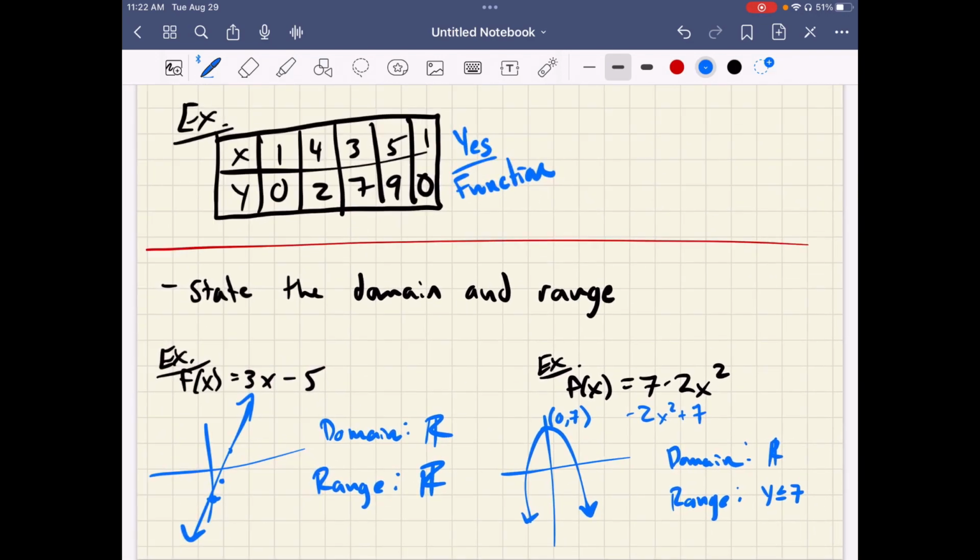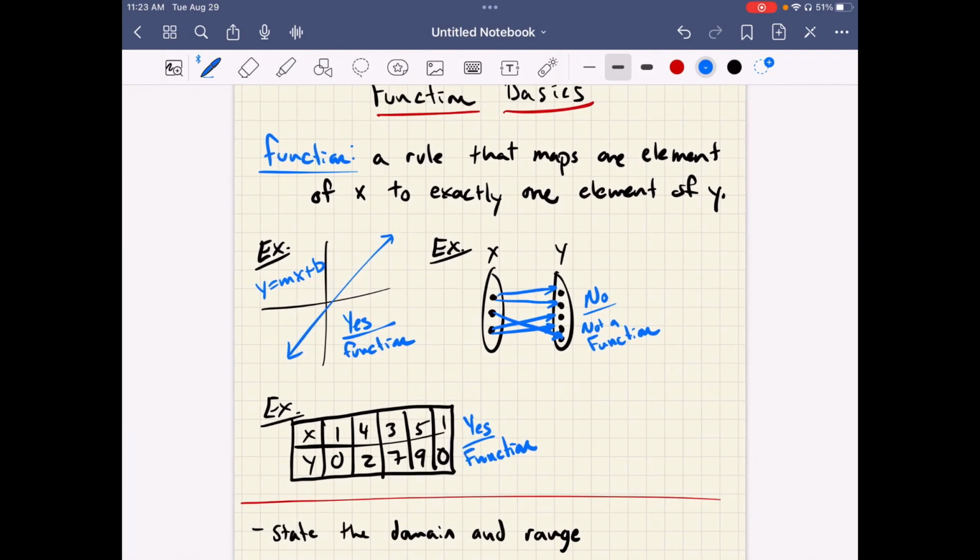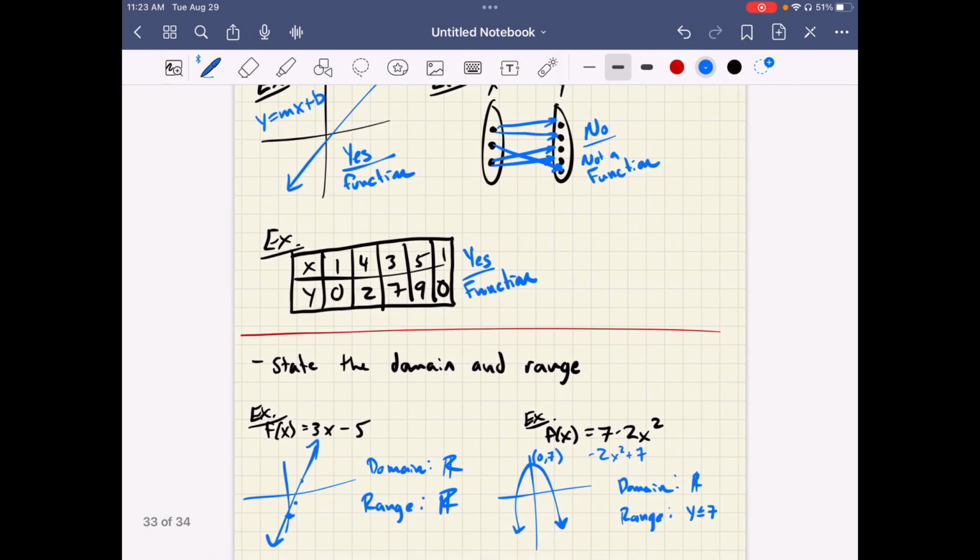Okay, so that was a real quick video on how to determine if something is or isn't a function, and then a few strategies on how to find domain and range.